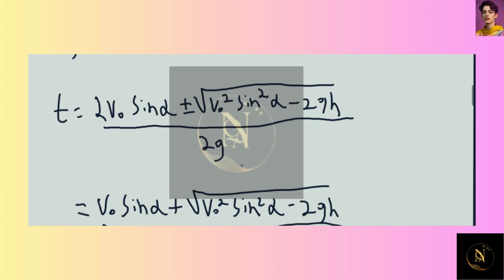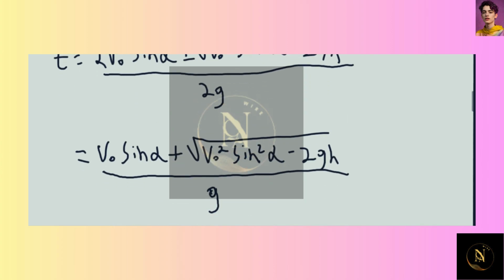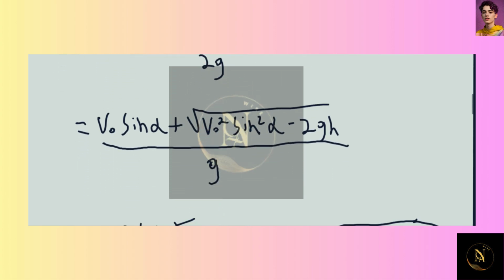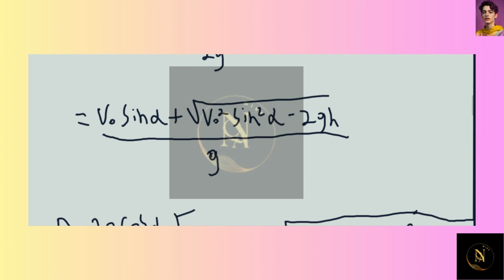Okay, and we're going to then go ahead and simplify this, and then we can ignore the negative value of t. So we get that t is equal to v naught sine of alpha plus the square root of v naught squared times sine squared alpha minus 2gh, all divided by g.